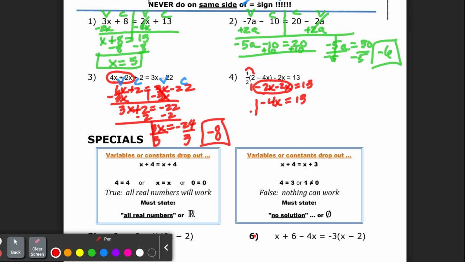Then we're going to subtract 1 from both sides. Bring down your negative 4x equals 13 minus 1 is 12. Divide both sides by negative 4. And x equals negative 3.